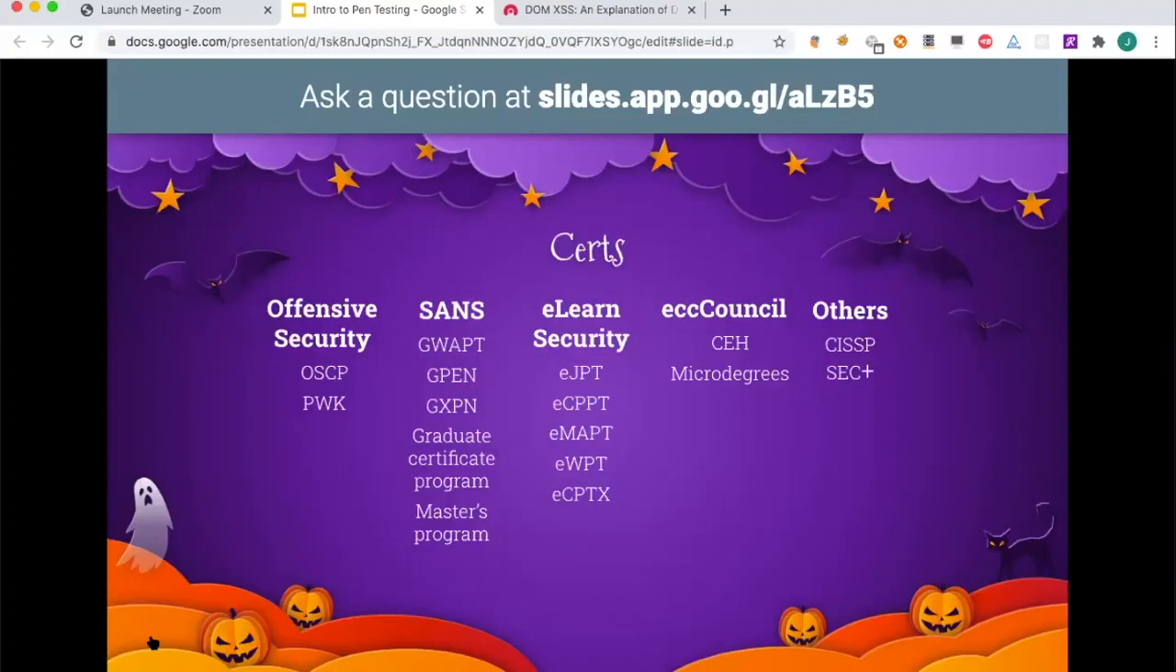SANS is the company that I'm obviously going through. The GWAPT is a web application penetration testing certification that I am getting, but they also have GPEN, which is network-based. GXPN is the advanced version of that. And they also have a graduate certificate program. So you can take all their different penetration testing courses, and if you take 4 or 5 of them in a row, and then you take a capstone, you can get this graduate certificate. The courses are about $7,000 each though.